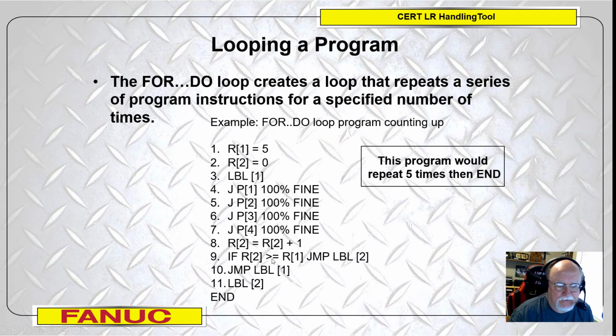So if this is not true, then we jump back to label 1, which is up here, and we run through the whole thing again. So we're going to loop through here 5 times until register number 2 equals 5. And then once that happens, we go here to label 2, which ends the program. Okay, so that's pretty straightforward stuff.